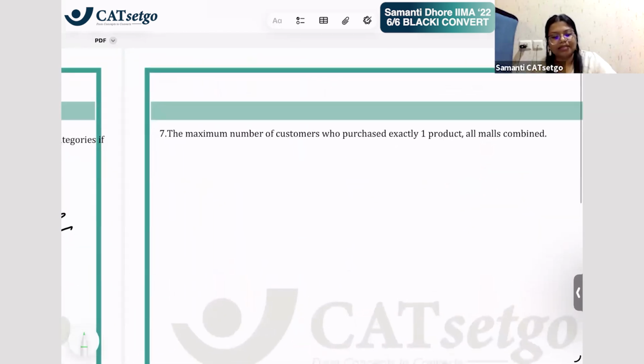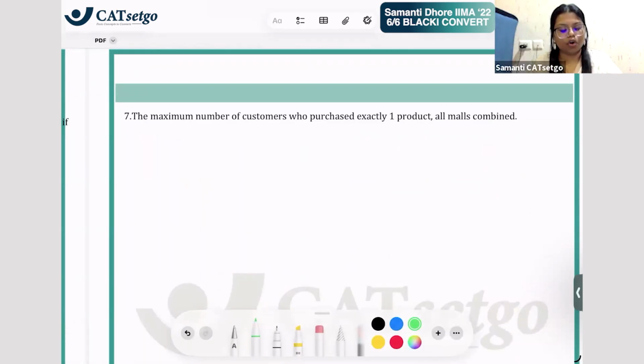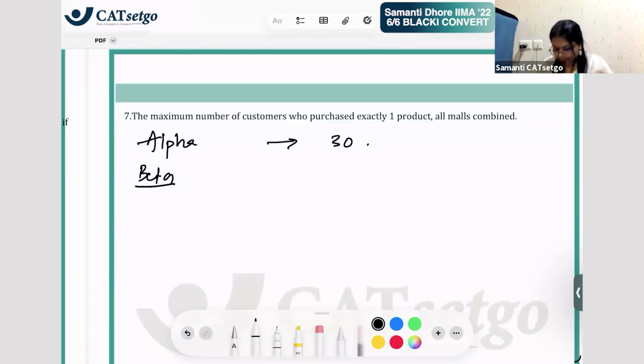Okay, so now the 7th question. What does the 7th question say? The 7th question says the maximum number of customers who purchase exactly 1 product, all malls combined. So like alpha mall, you just calculated 30, right? Calculate for the others. Tell me for beta, what is this number? And then we can know for all malls.